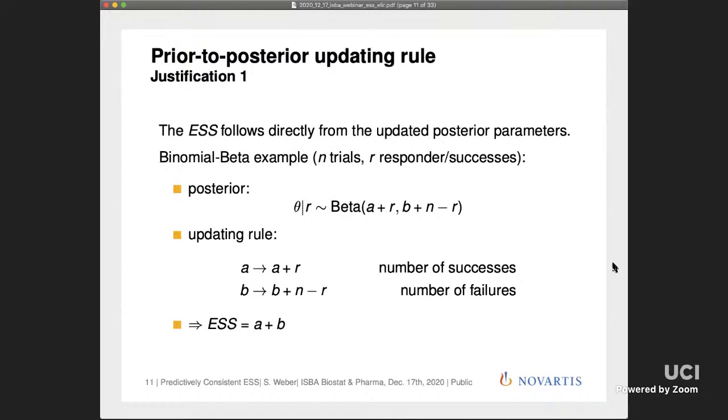And so the prior to posterior updating rule would be the main and first justification. If we have now a binomial beta case, so we have data collected for n trials and r responders or successes, then the posterior for the beta distribution is given of the form as you see it. So basically the updating rule for the individual parameters is that the prior a becomes a plus the number of responders, and b becomes b plus the number of failures. And obviously the sum of all failures and successes must be the total sum of all our observations which we have. So you can deem a plus b the effective sample size in this case.